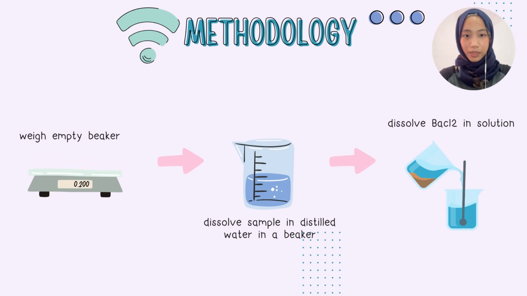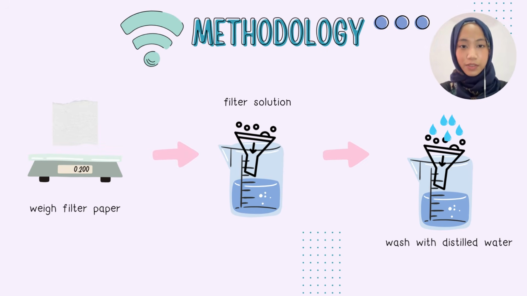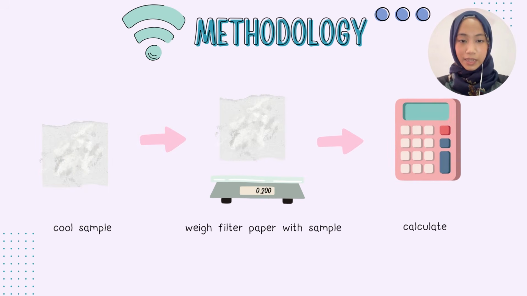First, the fertilizer sample was dissolved in distilled water to ensure that all the sulfate ions were present in the solution. Then, barium chloride was added, causing a white barium sulfate precipitate to form. Next, the mixture was filtered using filter paper to separate barium sulfate from the solution. It was then washed with distilled water to ensure there were no remaining impurities. Finally, the precipitate was dried and allowed to cool before weighing. The mass of the precipitate is then used to calculate the content of sulfate in the fertilizer sample.